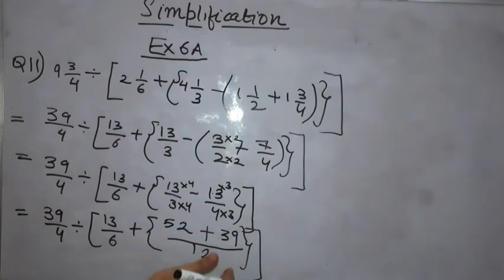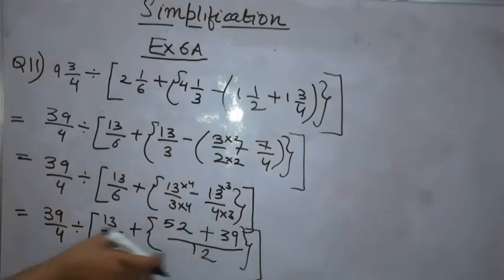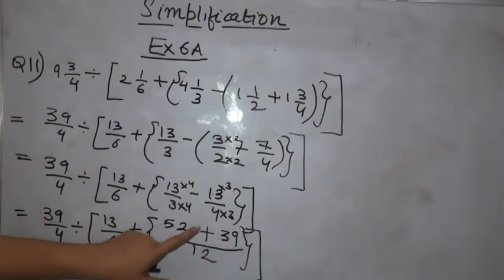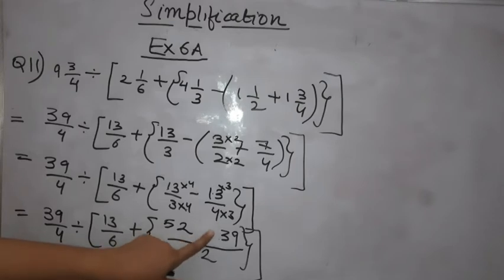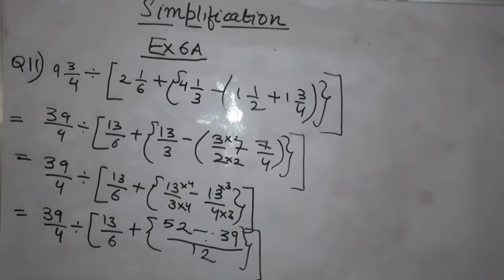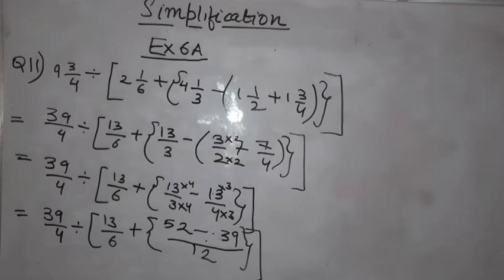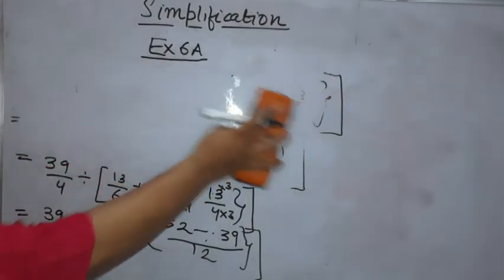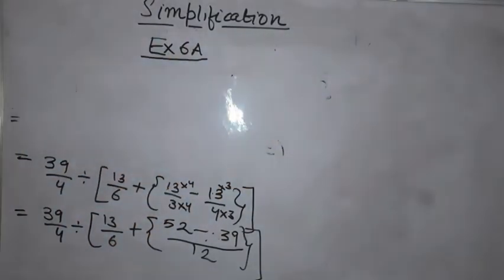Again big bracket. Since I have not completed yet, I am not removing the bracket. After subtracting both the numbers, I will remove the curly bracket. Okay? 13 4s are 52, 13 3s are 39. Now I have to remove the curly bracket in the next step. So let me rub this. Okay. Now 52 minus 39 is 13. So it will be 13 upon 12.